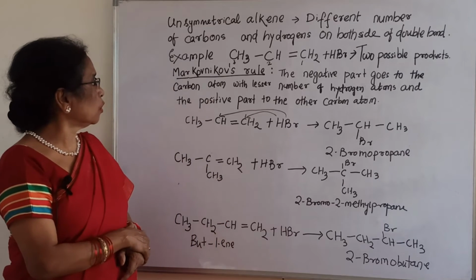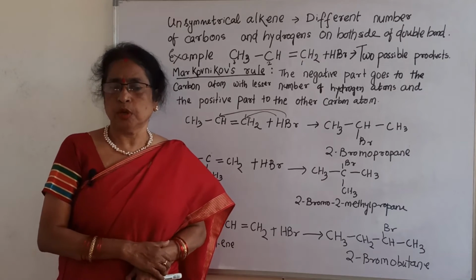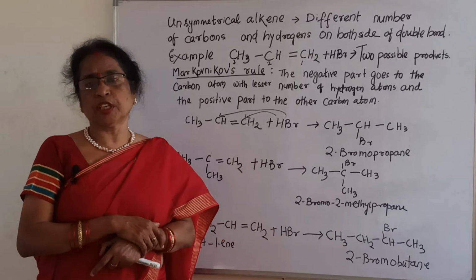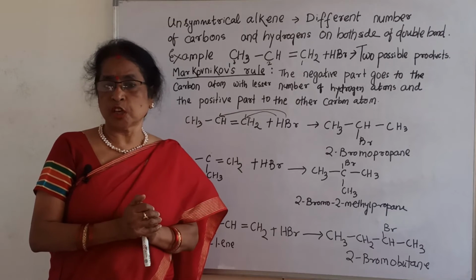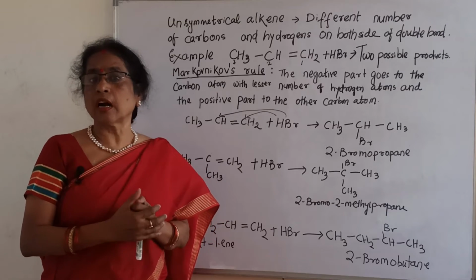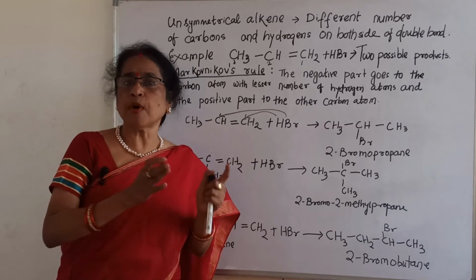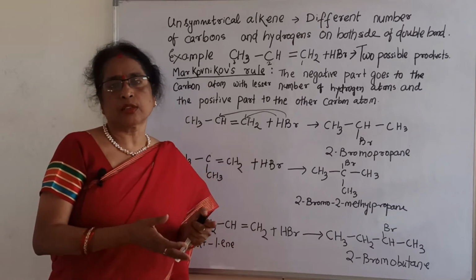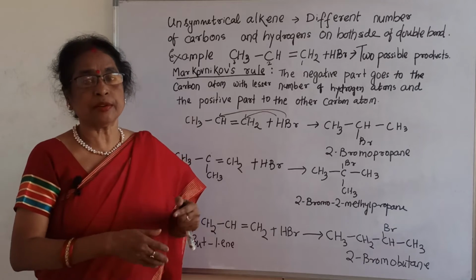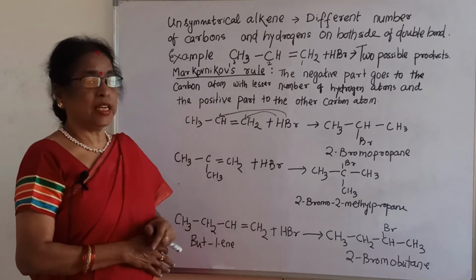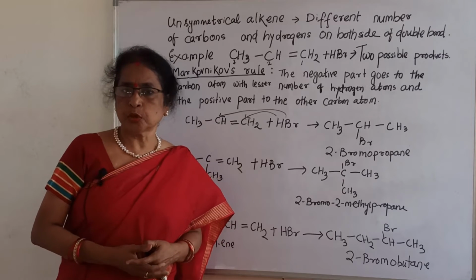So we will come to anti-Markovnikov's rule. You know Markovnikov's rule is that one. But what is anti-Markovnikov's rule? Anti-Markovnikov's rule is called Kharasch effect. Here it will not follow Markovnikov's rule, and that is called anti-Markovnikov's rule. Then when, why and where? You will see now what the anti-Markovnikov's rule is.